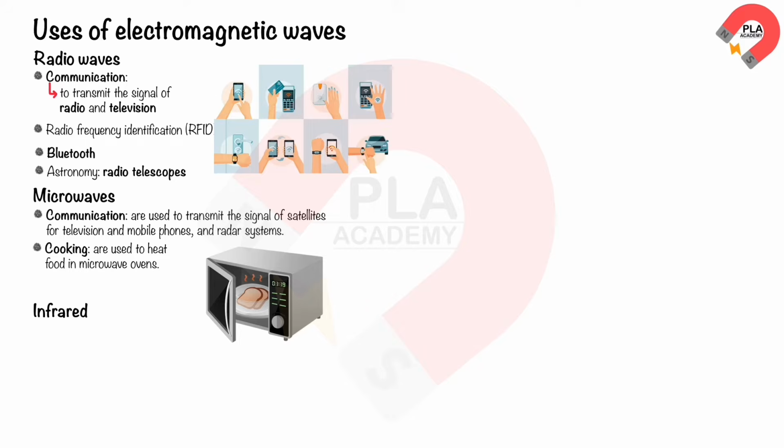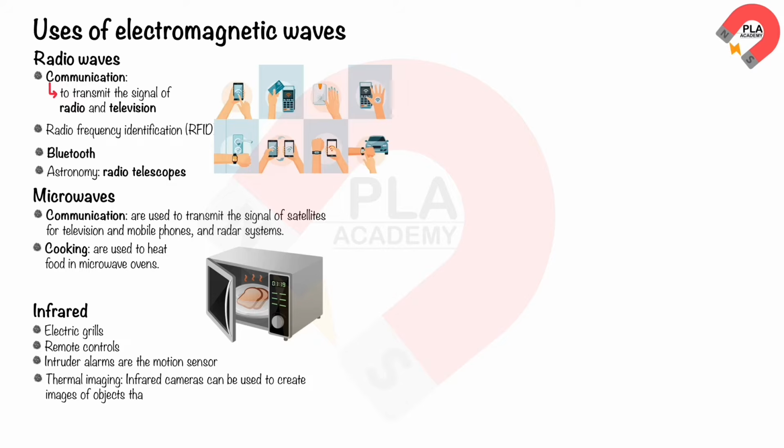Infrared is emitted by warm objects. Electric grills. Some electric grills use infrared heat to cook food. Remote controls. Remote controls use infrared light to send signals to devices such as TV. Intruder alarms use motion sensors. Thermal imaging. Infrared cameras can be used to create images of objects that emit infrared radiation. This can be used for medical imaging, security, and industrial applications. Optical fibres. Optical fibres are used to transmit the signal in communication, which is more efficient than visible light.